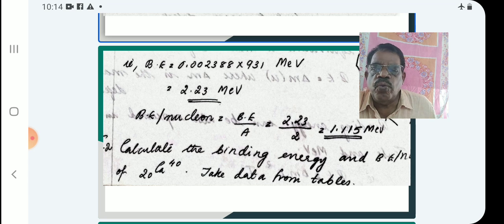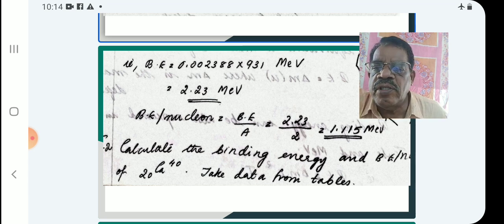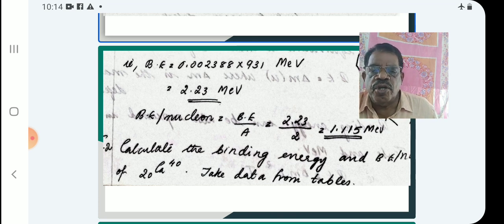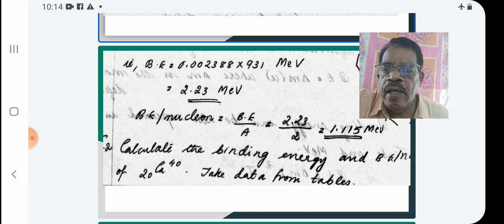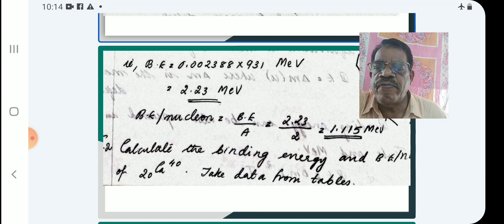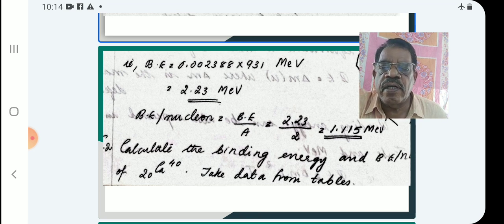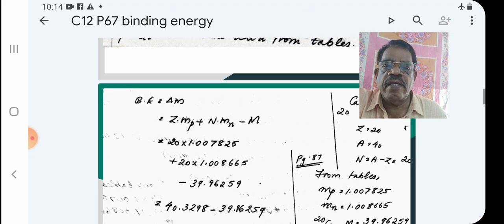Next problem: calculate the binding energy and the binding energy per nucleon of 20Ca40. Take data from tables. If a table is not provided, not allowed in the examination, the data will be given in the question paper. So from tables, we get data as follows.